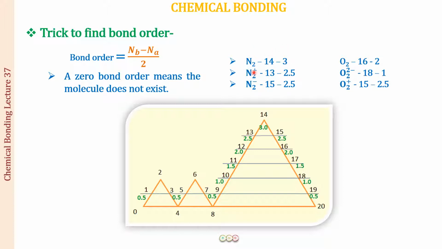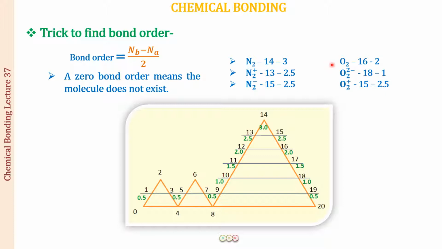For N2 plus, the number of electrons is 13. Just check over here, it is 2.5. And N2 negative, the bond order is going to be again 2.5 because this is just one electron more than 14. So for one electron less or more than 14, the bond order is going to be the same 2.5. Okay, I hope you can understand this.